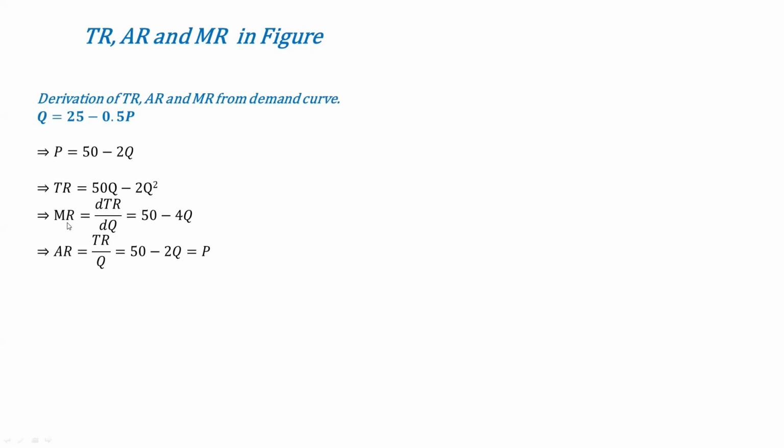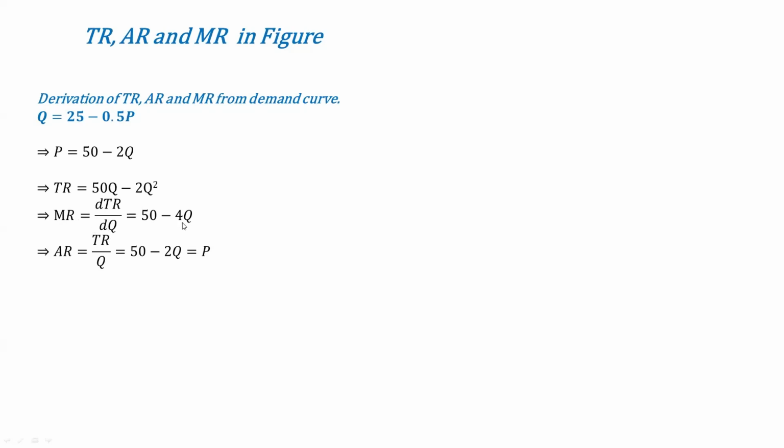Changing sides of the variables, here we get P equals 50 minus 2Q, which is the average revenue. Multiplying price by quantity, we get total revenue, which is equal to 50Q minus 2Q square. And finally, differentiating total revenue with respect to quantities sold, we get the marginal revenue, which is 50 minus 4Q.